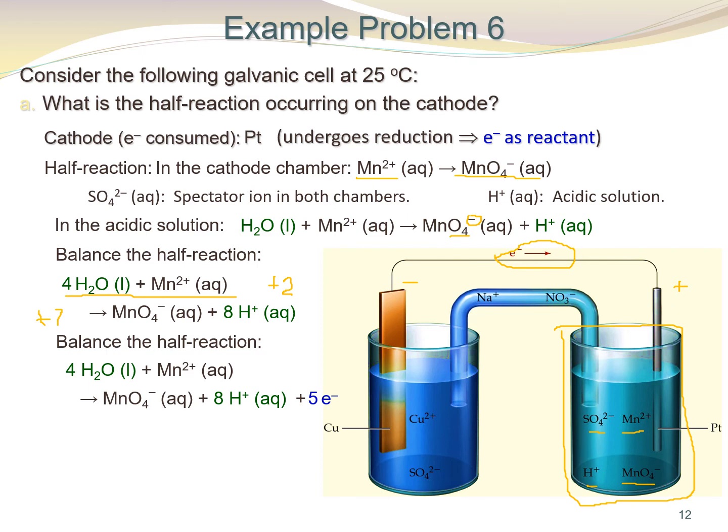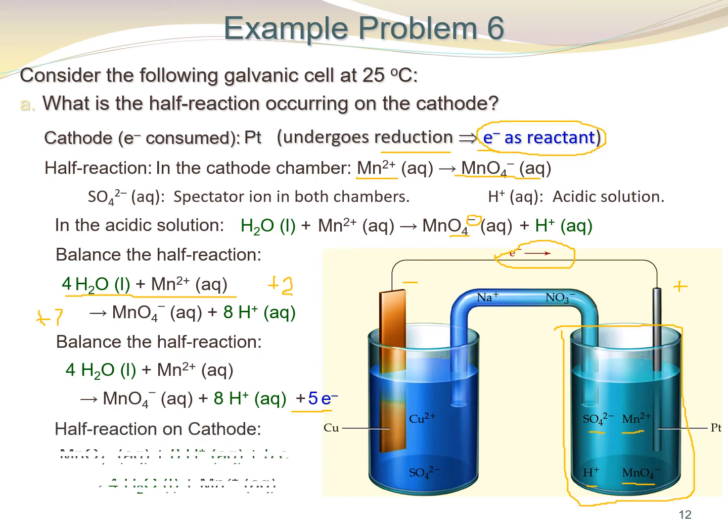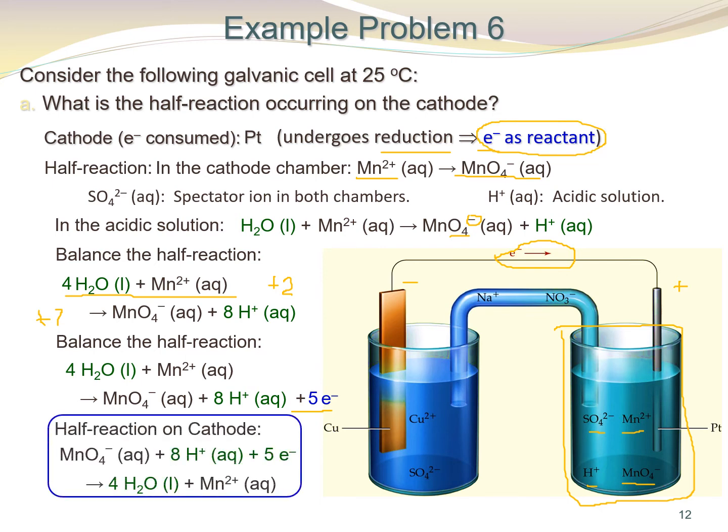We had just added the electrons on the product side, which means this reaction should be reversed, right? Because remember, for the cathode chamber, we're talking about the reduction where electron must be the reactant. So we have this half reaction reversed to represent what is going on in the cathode chamber.